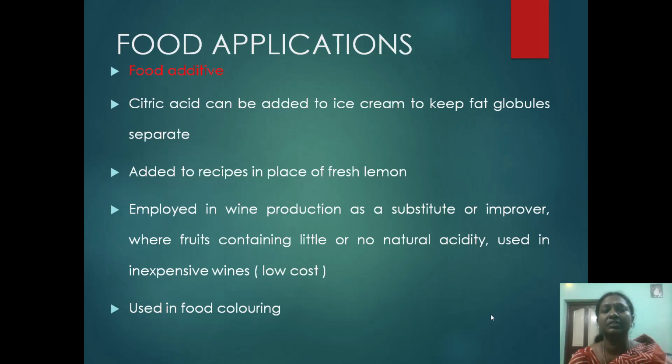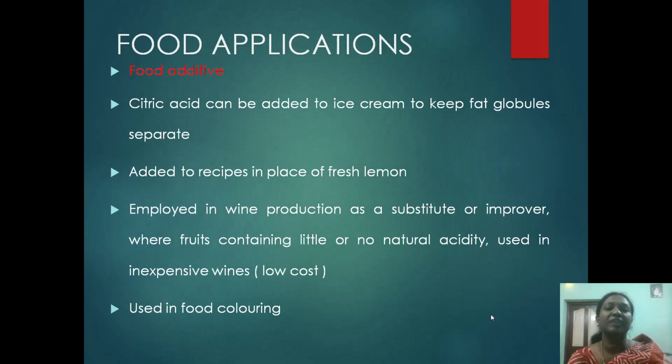One of these is the making of ice creams. In ice cream manufacturing, citric acid is used to keep the fat globules separate. That is, it acts as an emulsifier, which helps to prevent the fat from separating. So it results in a smooth texture. And in some recipes they add citric acid in place of fresh lemon.